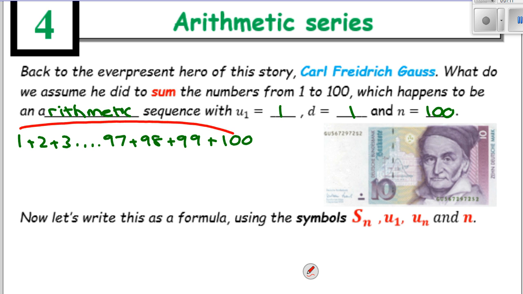And then, yeah, you're right. And then these ones. And then they grouped these ones. What did all those pairs add up to? 101, yeah. And how many pairs in there were there in total? 50. 50, yeah. So that's kind of what he did.